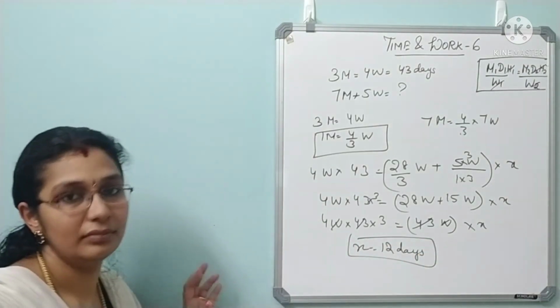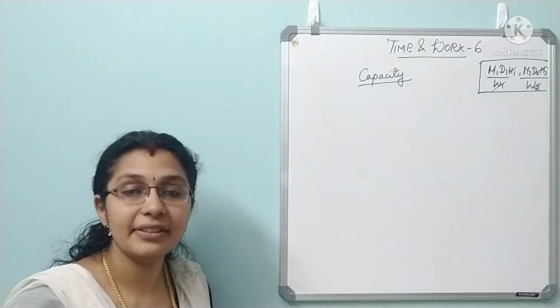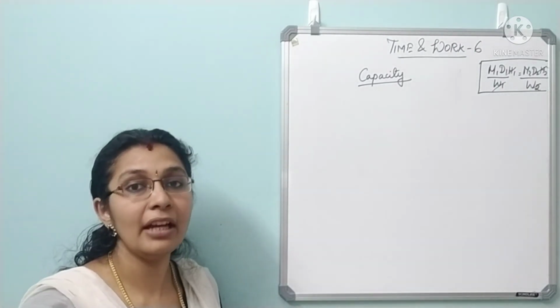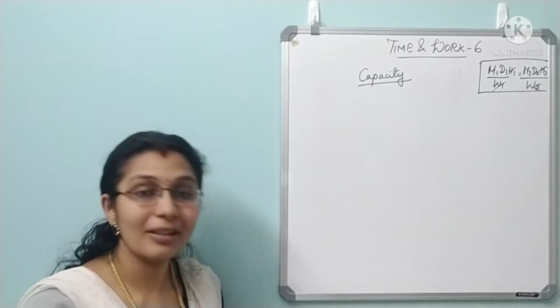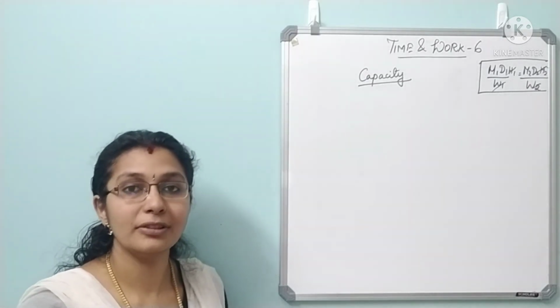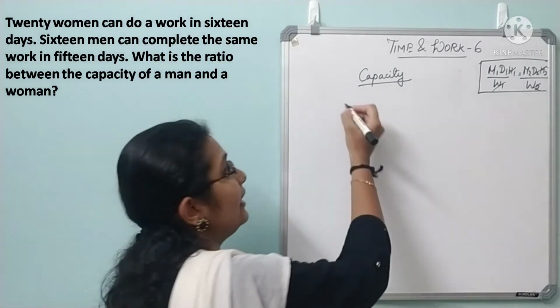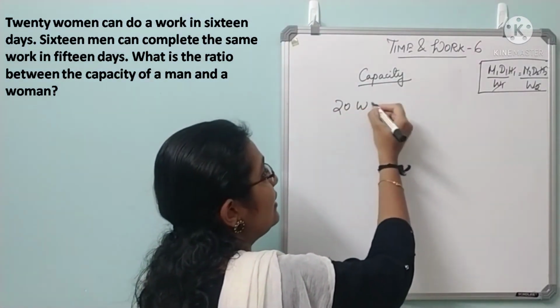Now clear? Now we will go with the next variety of question, that is based on their capacity we will have to solve that question. Okay. So here also a large number of persons are involved. So how to solve it we will see. 20 women can do a work in 16 days.